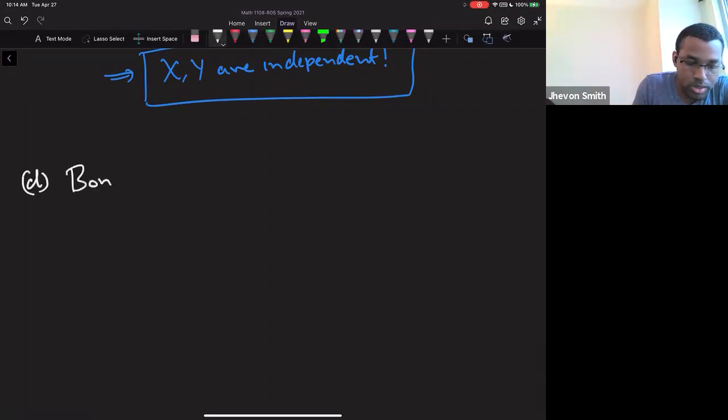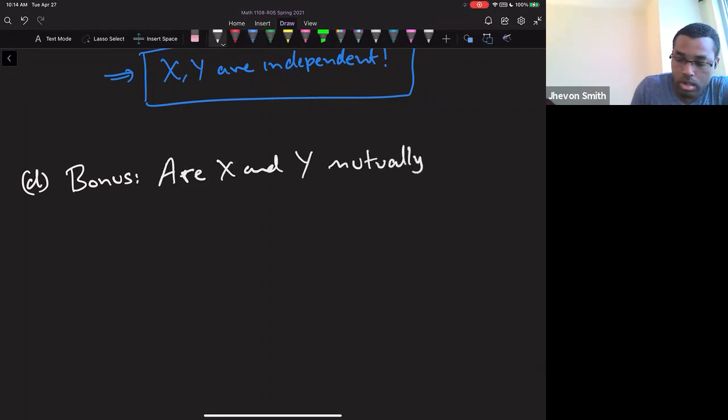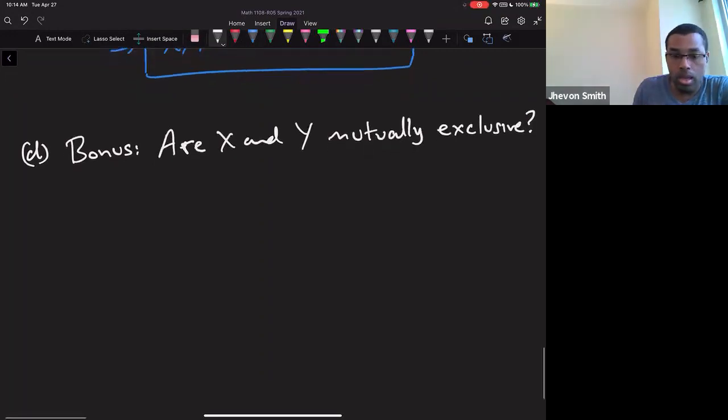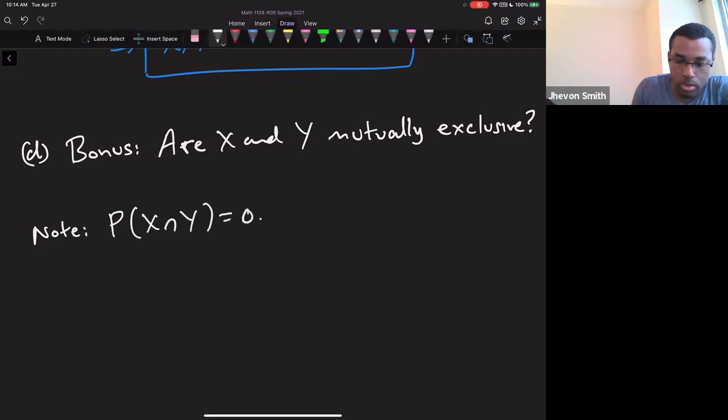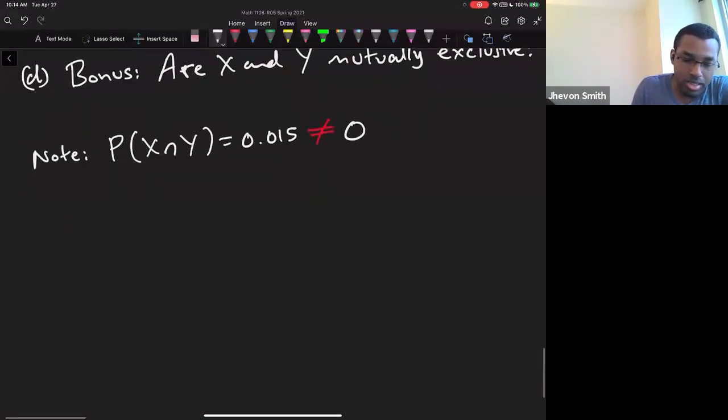D, bonus. Are X and Y mutually exclusive? So here you would just note, probability of X and Y is equal to 0.015. Now, what's important about that number is not necessarily the number itself, but what's important is that it's actually not 0. So X, Y are not mutually exclusive.